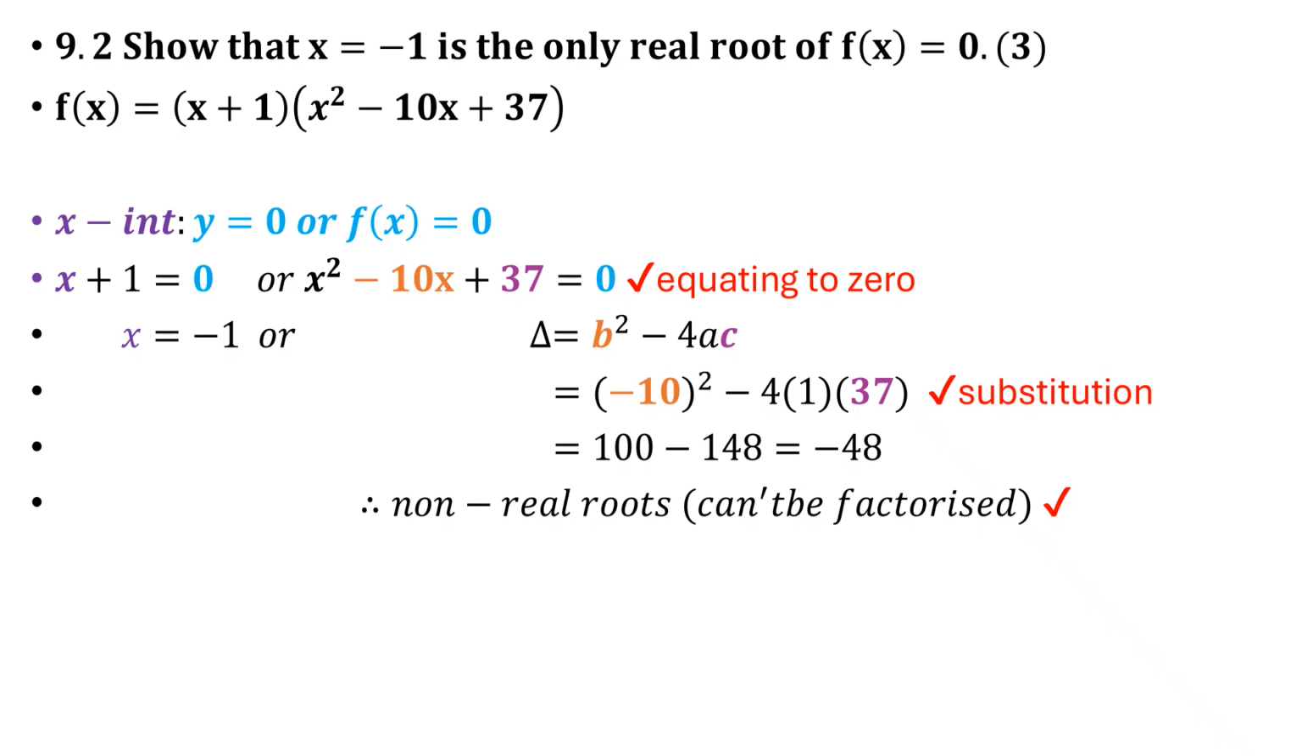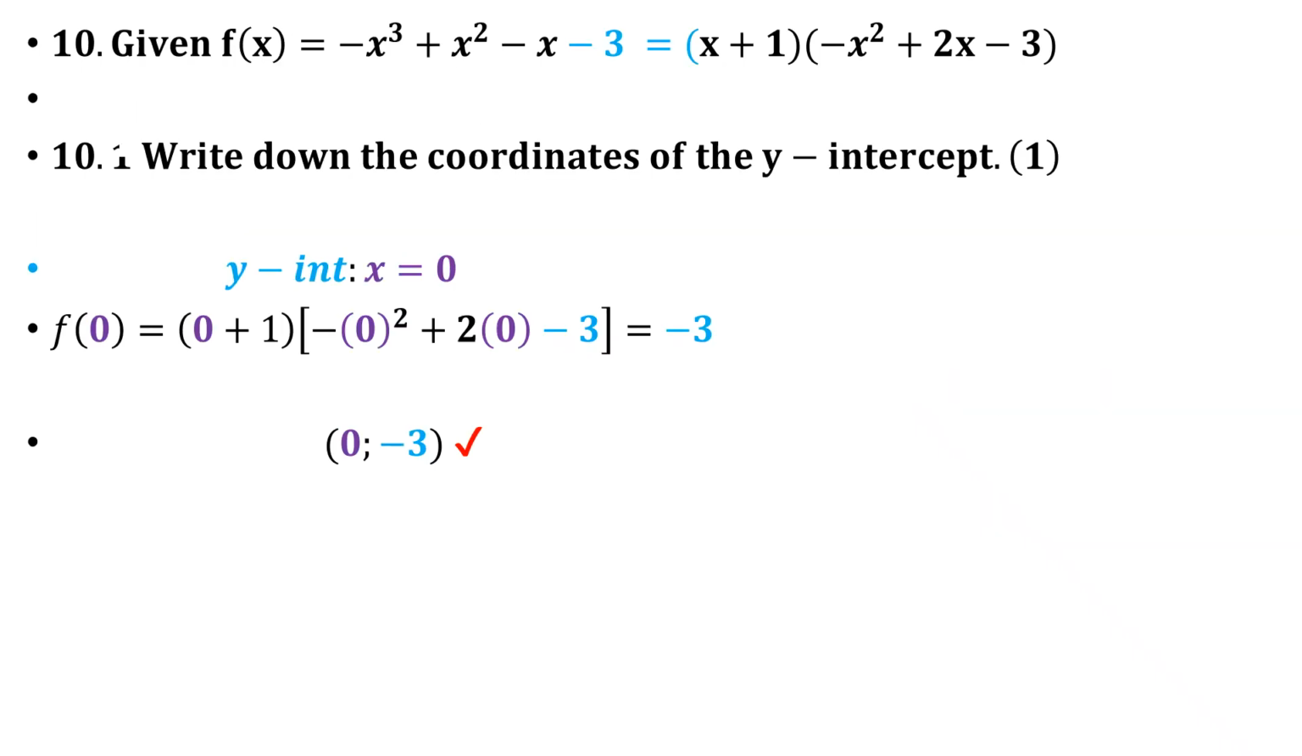Let's look at another problem, number 10. Given f of x equals minus x cubed plus x squared minus x minus 3, equals x plus 1 times minus x squared plus 2x minus 3. Write down the coordinates of the y-intercept. So it will be 0 and negative 3. Or we can place x as 0, so 1 times negative 0 squared plus 2 times 0 minus 3. That gives me 1 times negative 3, which is negative 3. So my coordinate is 0 and negative 3.